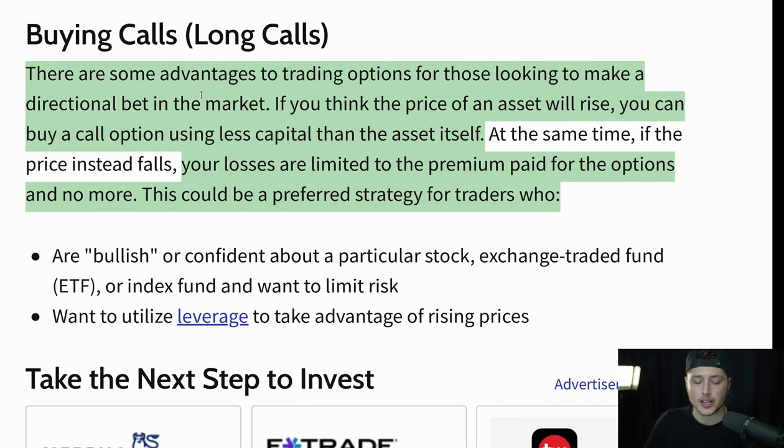Now, let's take a look here. I'm going to show you some real examples. Buying calls. You should already know what buying calls is. That's you betting on the stock to go up. There are some advantages to trading options for those looking to make a directional bet in the market. If you think the price of an asset will rise, you can buy a call option. Ultimately, it's going to cost you less capital than the asset itself because you're buying the right to control 100 shares, and it's going to be way less than what it would actually cost you to buy 100 shares.